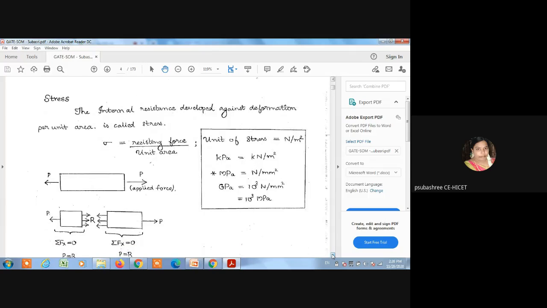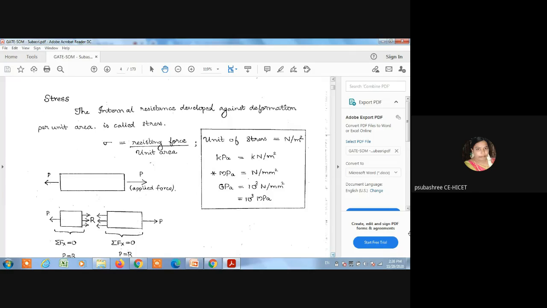Okay, ma'am, so let's start the introduction to stress. First, what do you mean by stress? The internal resistance developed against deformation per unit area is called stress. You have simply studied that stress is equal to load by area. That is the formula, not the definition. Stress means the internal resistance developed against deformation per unit area. Internal resistance is also called stress, that is, resisting force divided by unit area.